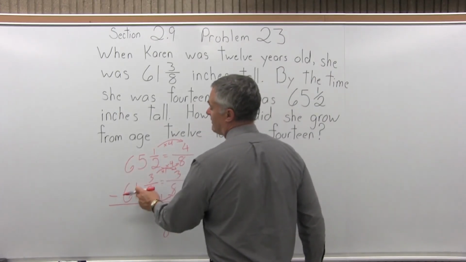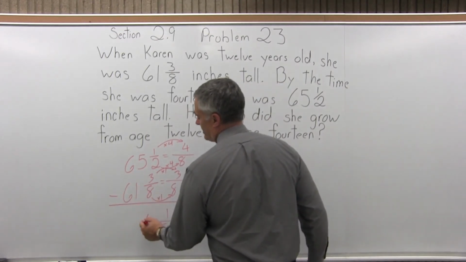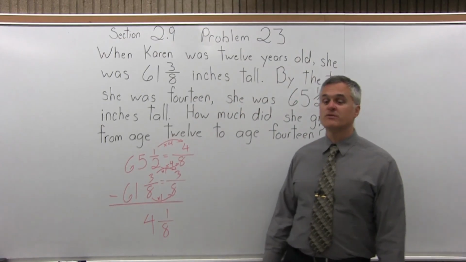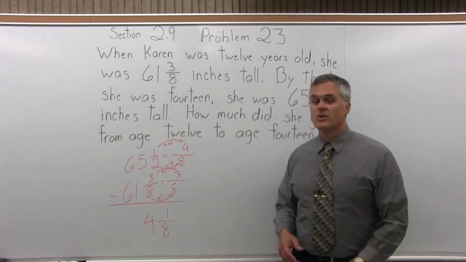And then 65 minus 61 is 4. So I have 4 1/8. So from age 12 to age 14, Karen grew 4 1/8 inches.